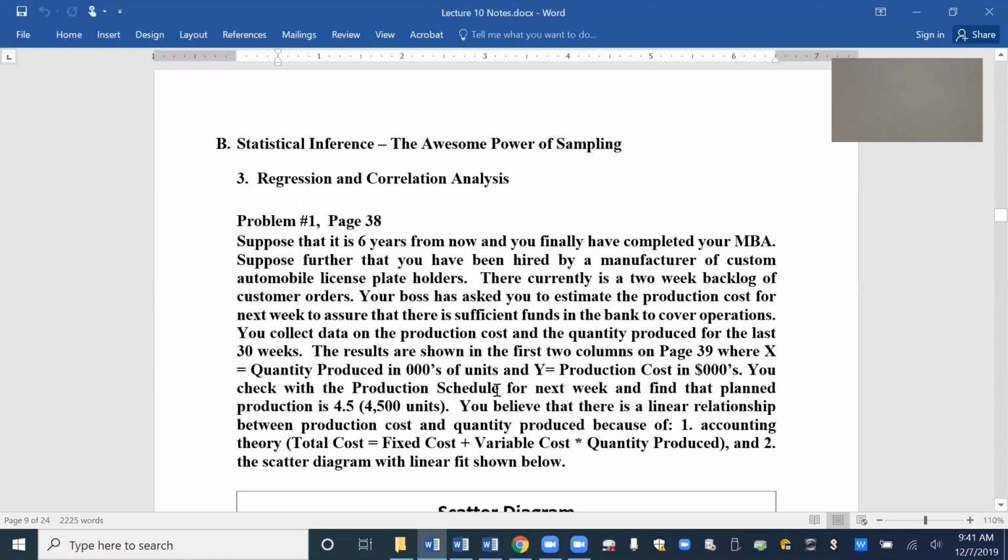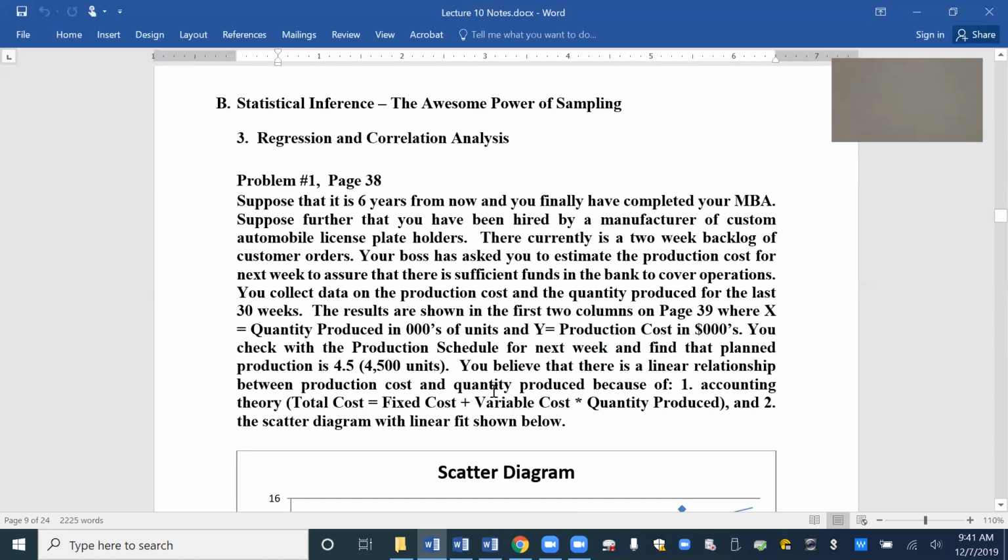All right, as is true with all things, you know, you go to see a rock act or a comedy act, you always close on a high note. You always save your best stuff for last. Regression and correlation. I virtually guarantee you are going to use this in your business career. It's really good stuff. Very practical.